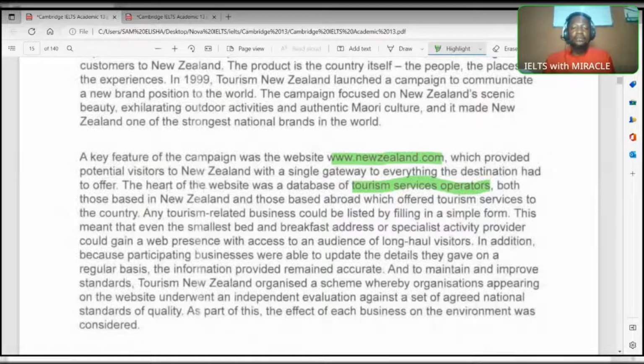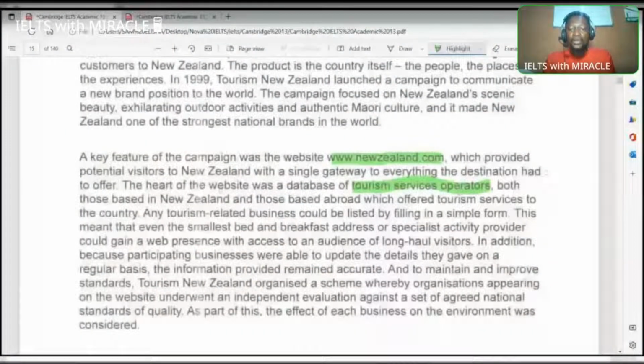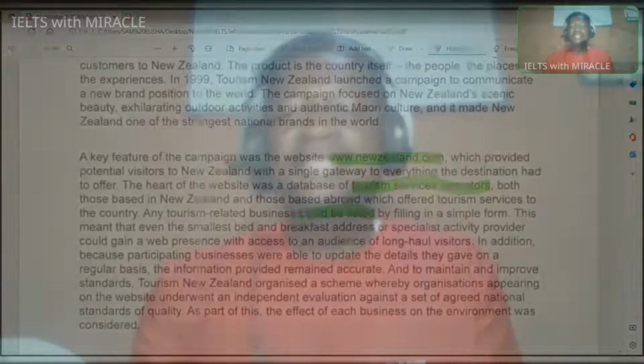Now, they said the key feature of the campaign was the website www.newzealand.com, which provided potential visitors to New Zealand with a single gateway to everything the destination had to offer. The heart of the website was a database of tourism service operators, both those based in New Zealand and those based abroad, which offered tourism services to the country. Any tourism-related business could be listed. Interesting. I would mark it, and I'll tell you why I'll mark it. Could be listed by filling in a simple form.